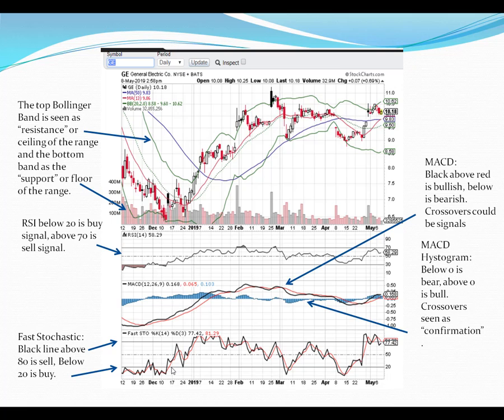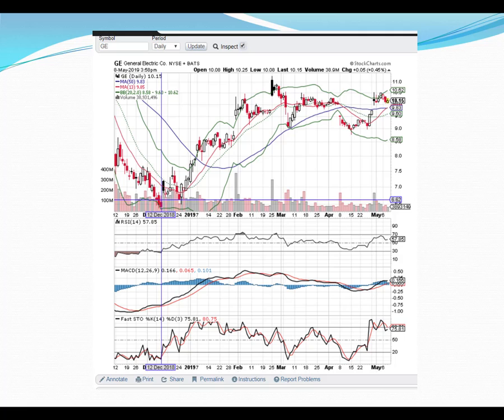So how can we fold all of this together into something that makes more sense? What we can do is, looking at our stockcharts.com display, we can click on this little box up here called Inspect, put a check mark in there, and that gives us some crosshairs. Here's the crosshairs that will appear on stockcharts.com. So let's take a look at this.